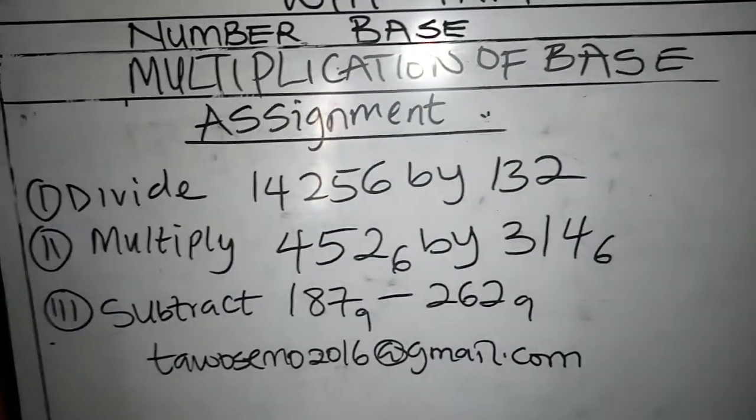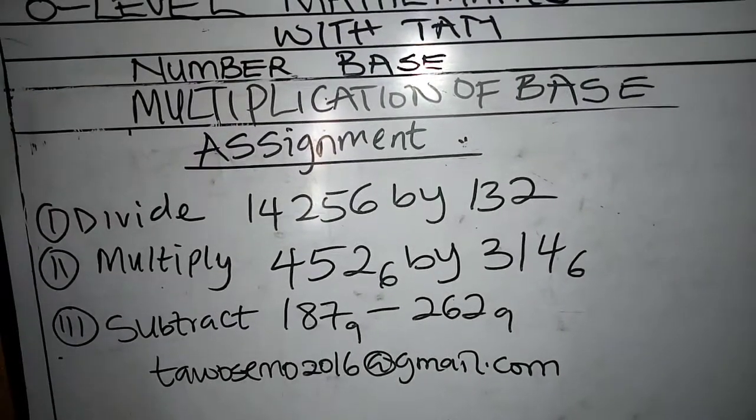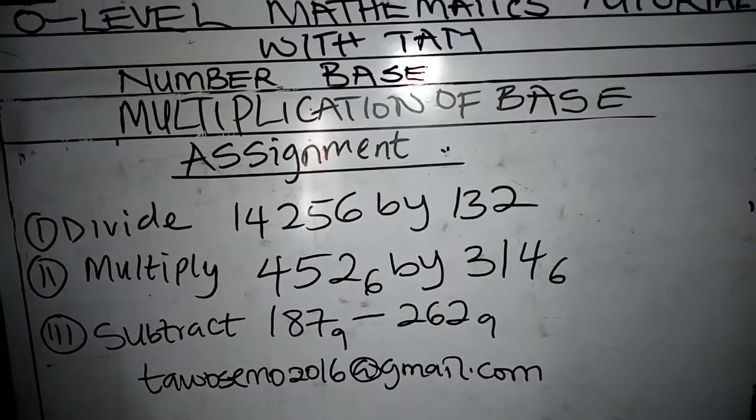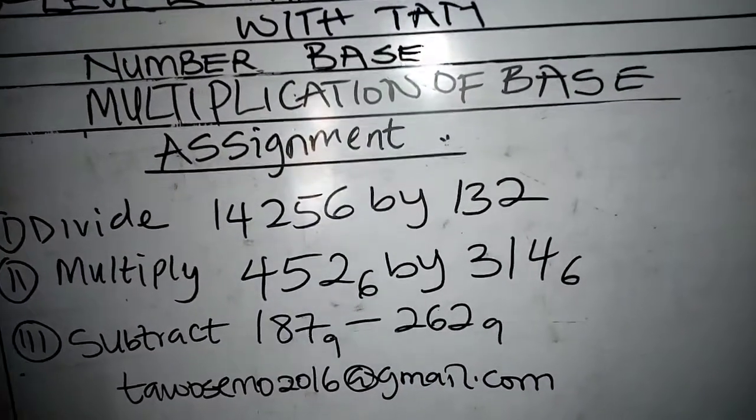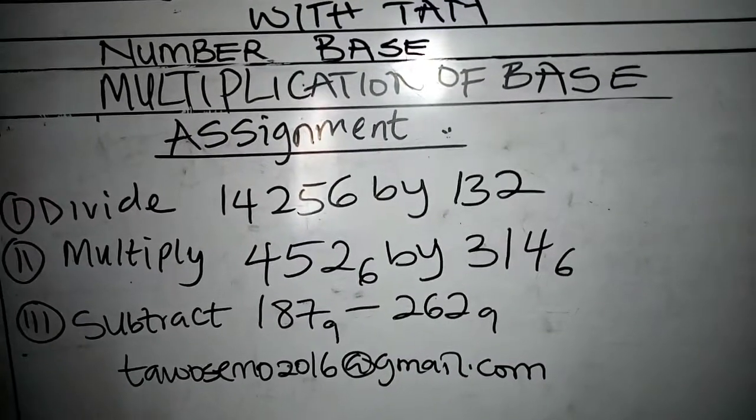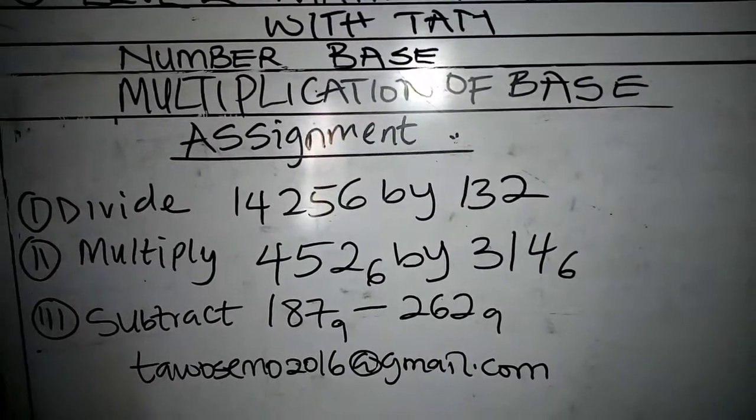So assignment: divide 14256 by 132, multiply 456 base 6 by 314 base 6, subtract 187 base 9 from 262 base 9.